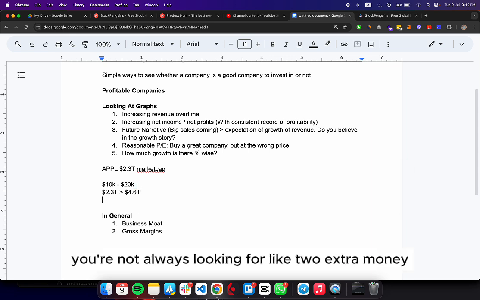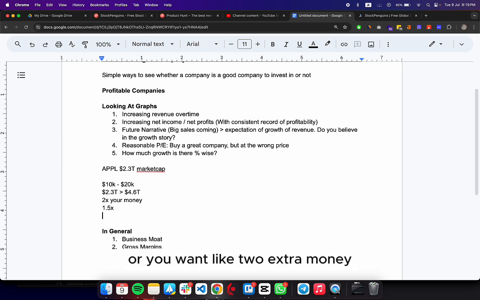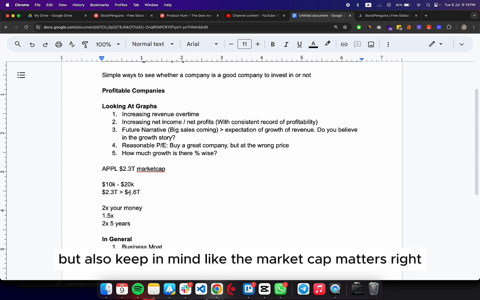You're not always looking to 2x your money. Sometimes maybe you just want to 1.5x your money, or you want to 2x your money, but you want to wait 5 years. So if you're patient, obviously you can increase your money, but also keep in mind the market cap matters, right? How big the company is matters.